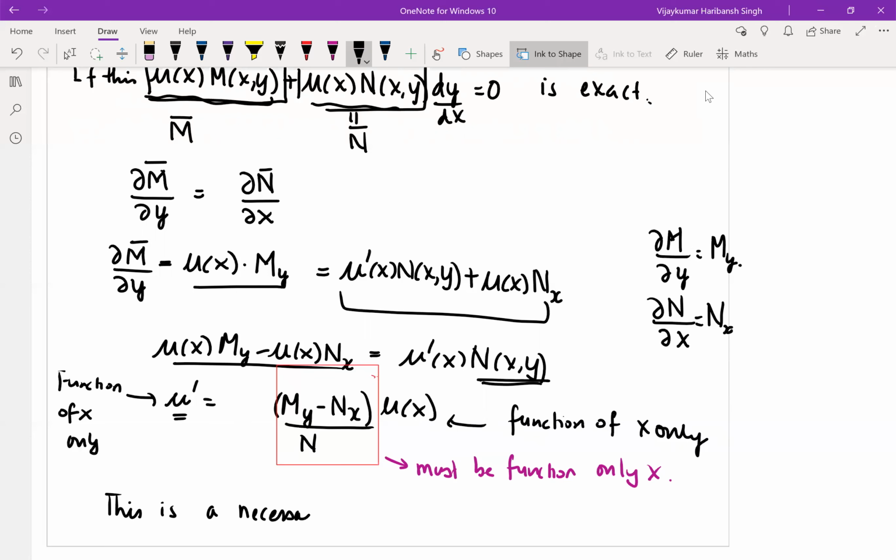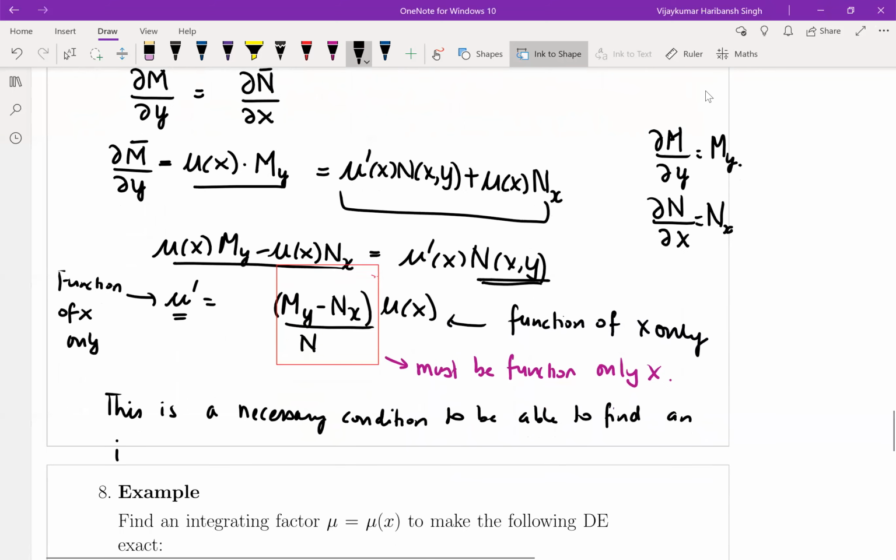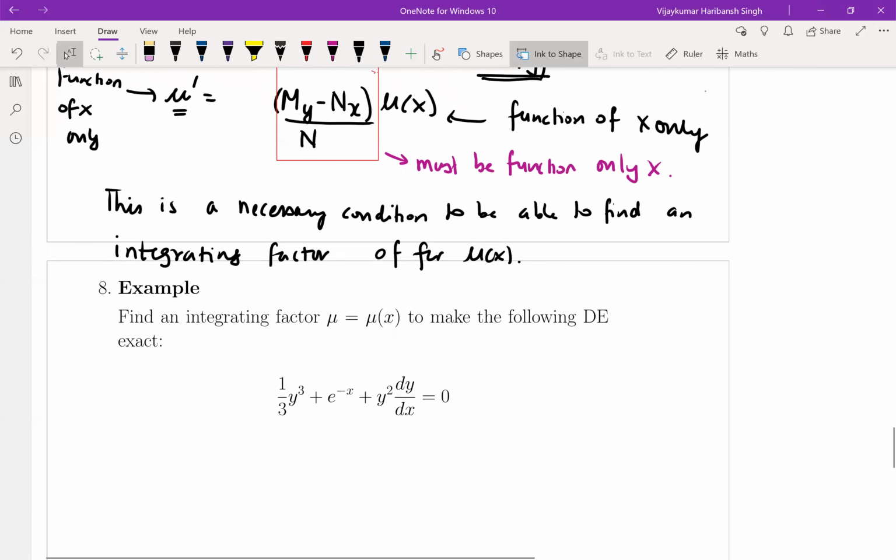Necessary condition to be able to find an integrating factor of the form mu(x). So let's look at the following problem. Find an integrating factor mu equals mu(x) to make the following differential equation exact.